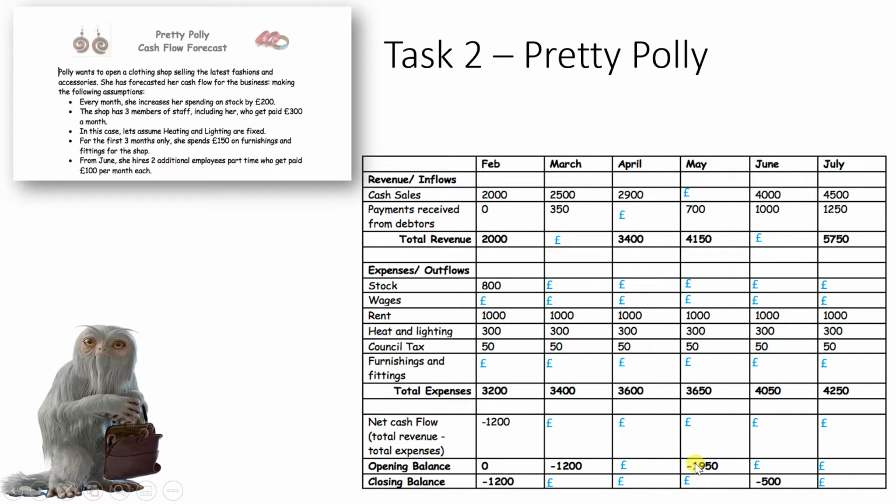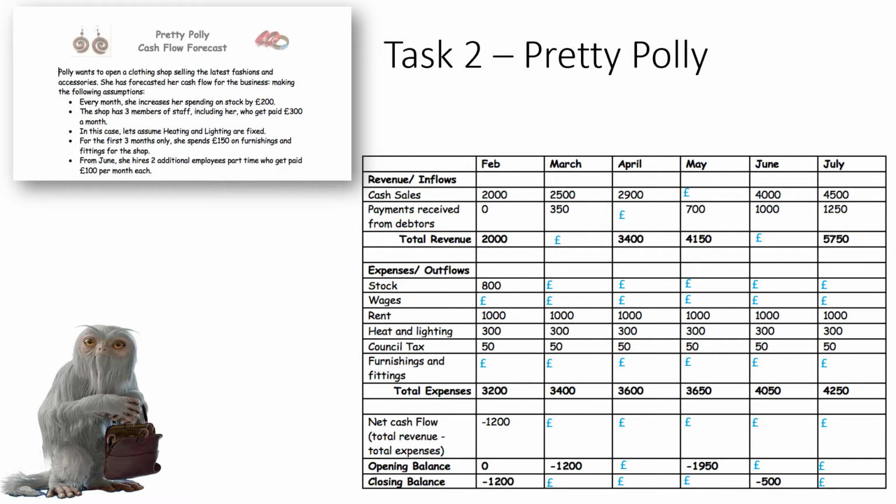Now as we're on the final row, you should have worked out the net cash flow, so you've got that figure already. The bit you need to remember is the calculation for closing balance. Now if you nip back to the last slide, to the NIFLA slide, it's got the formula for you.